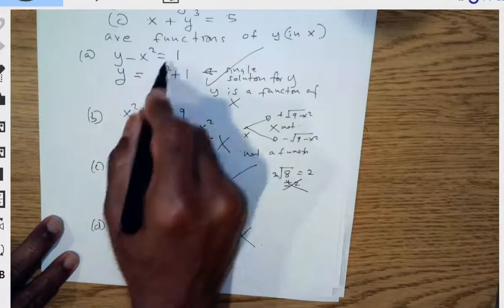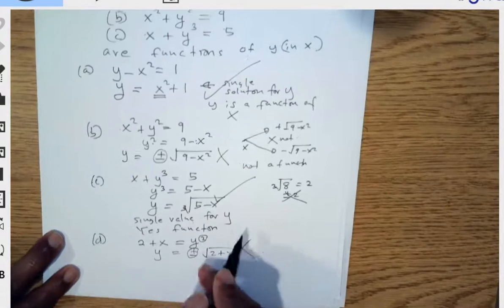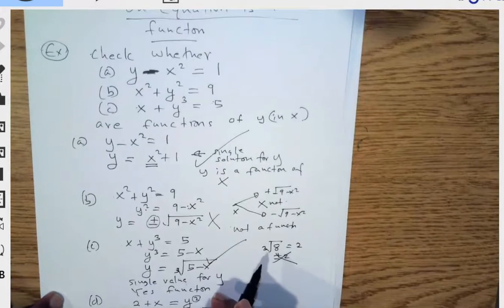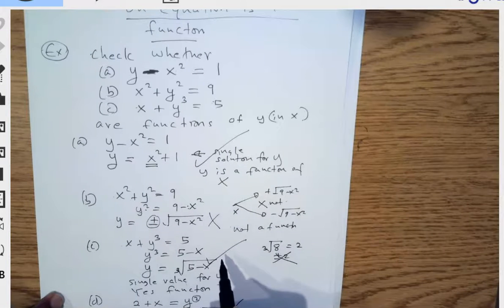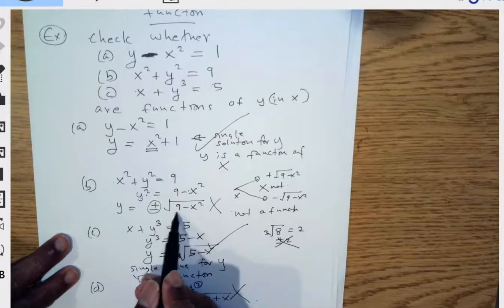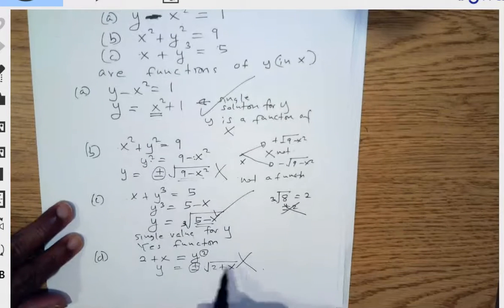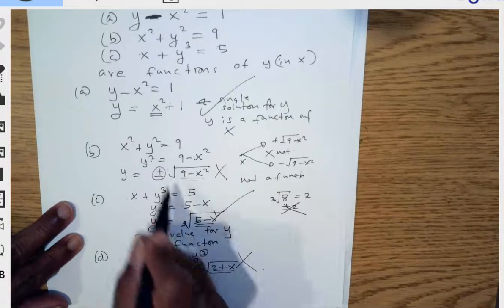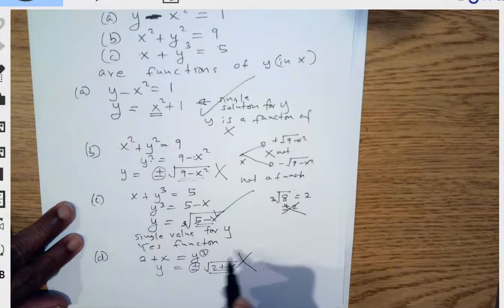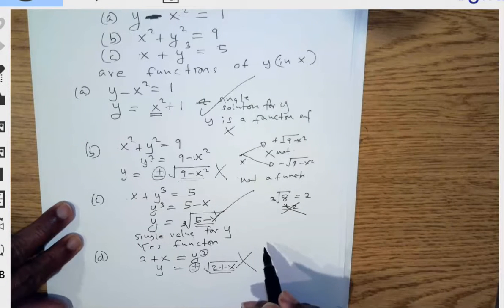In all these examples, I'm assuming that the domain, or the input set, is the real numbers, whatever valid real numbers you can imagine, except that in this one there could be a restriction, and in this one too. But either way, when you get two solutions, you don't have a function. But when you get one solution, you can have a function.